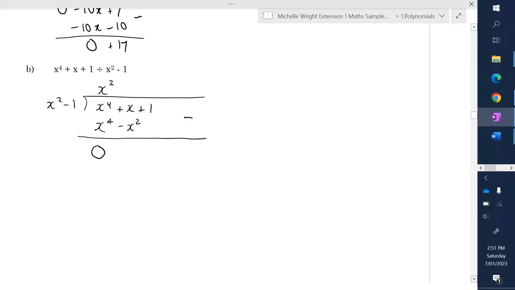But what you're noticing now is I have an x here and an x squared here. So what I want to think of is I need to subtract the x squared from any x squareds at the top, but there's no x squareds at the top. So basically, it's no x squareds take away a minus x squared. So there's nothing take away minus x squared, which is going to be plus x squared.